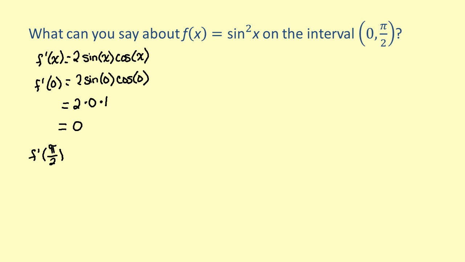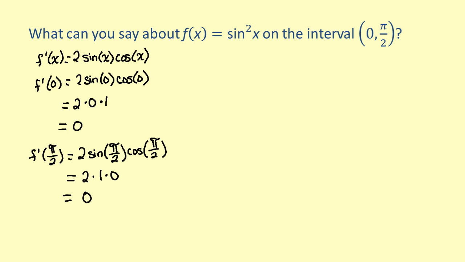Now let's substitute the other endpoint, pi over 2, into f prime. The sine of pi over 2 is 1, and the cosine of pi over 2 is 0, so we get 2 times 1 times 0, which is 0. This means that the function is neither increasing nor decreasing at the endpoints of the interval. Also notice that there are no other zeros within the interval, so f must either be increasing, decreasing, or constant for all values in the interval.